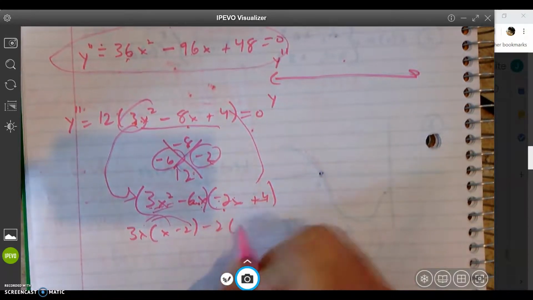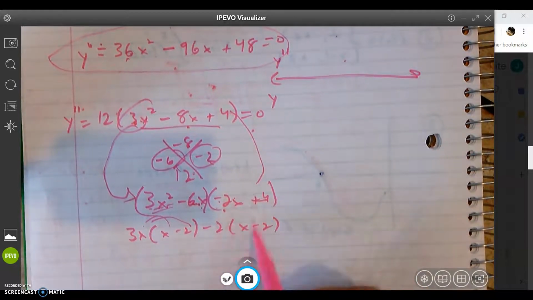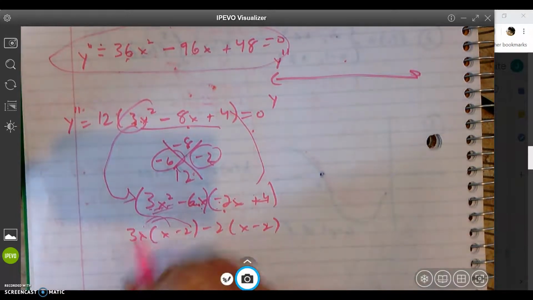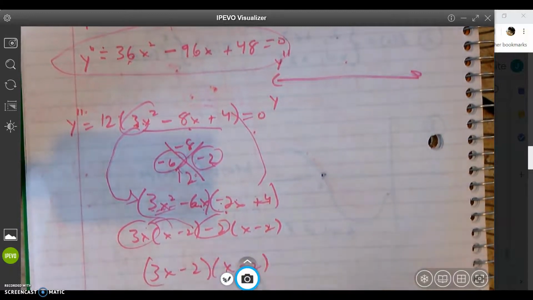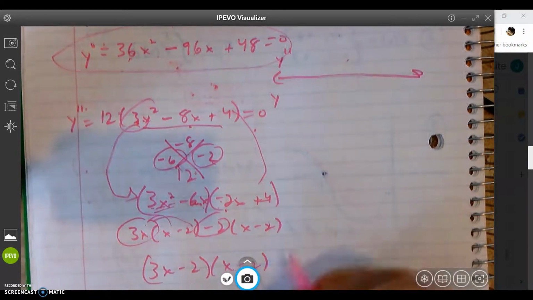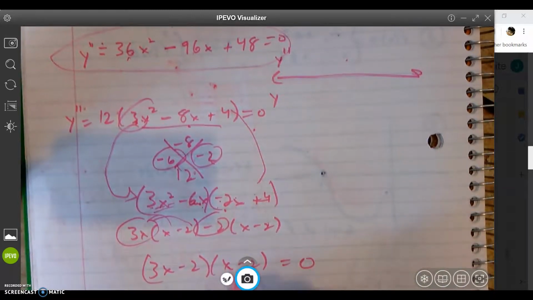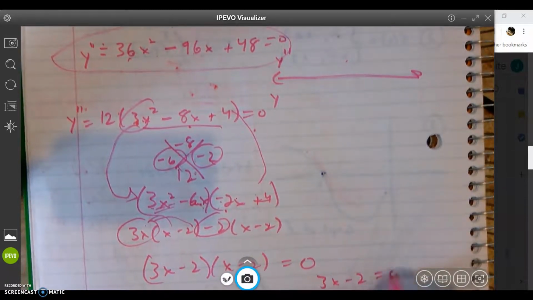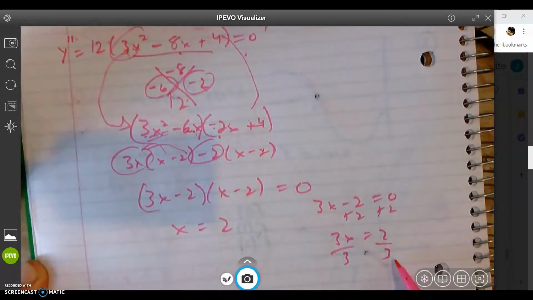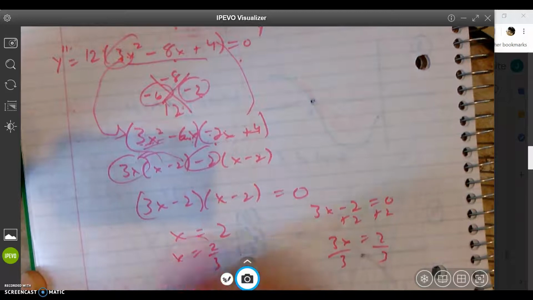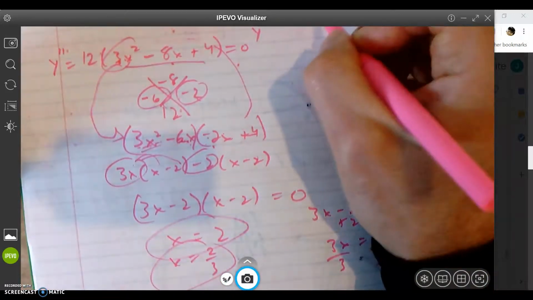3x times (x minus 2). Then factor out a negative 2 here: negative 2 times (x minus 2), which gives negative 2x plus 4. I always do the distributive property just to double check. And so on the outside, (3x minus 2)(x minus 2). All right, looking good. This equals 0, so x equals 2. And then 3x minus 2 equals 0, plus 2, 3x equals 2. So 2/3 is another one. Boom. Okay, so we have 2/3 and 2.